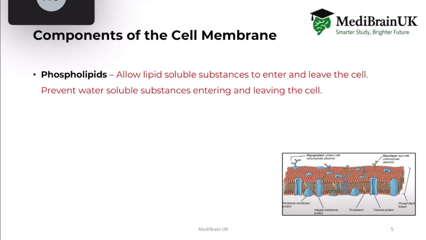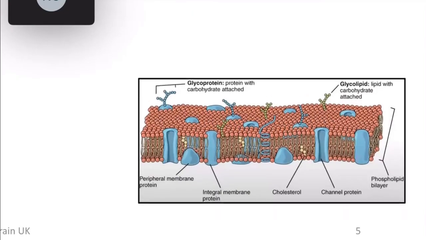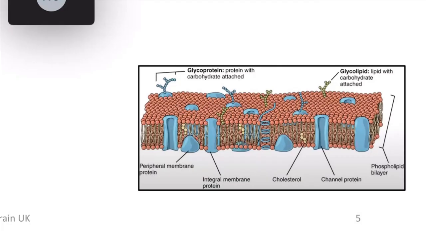So if we have a look at this picture over here, we can see something called the phospholipid bilayer. And this is a really important phrase. The phospholipid bilayer just describes all the phospholipids which are lined up next to each other. They form this structure called a bilayer. And that's all the phospholipid bilayer means. The phospholipids are lined up next to each other, forming a bilayer. That's the name of the structure.